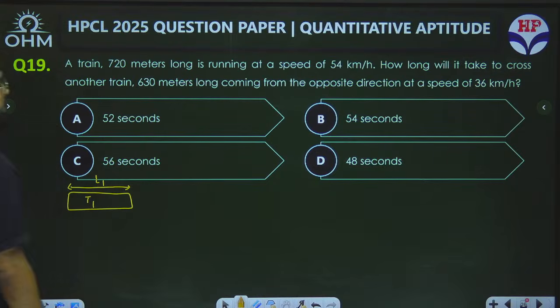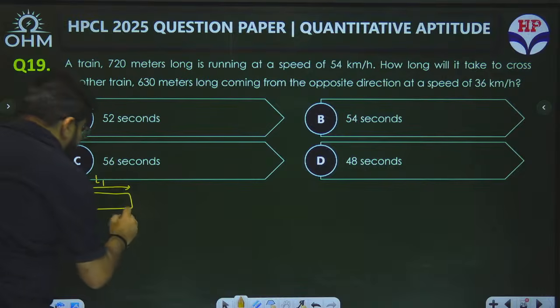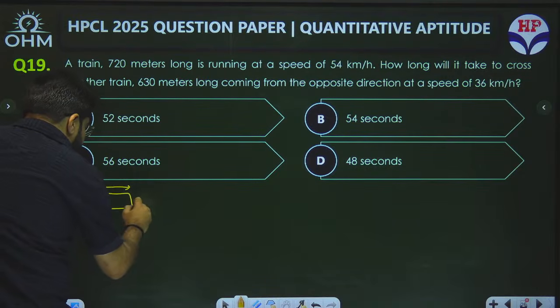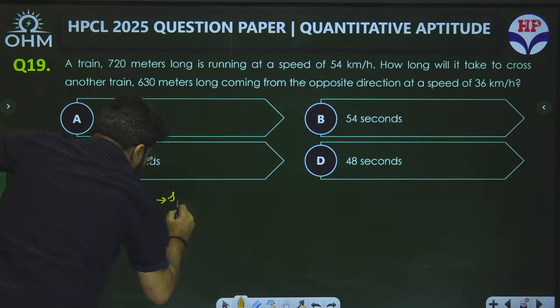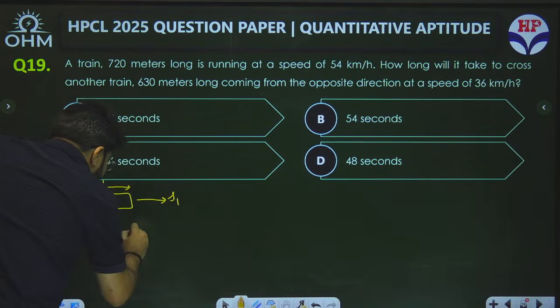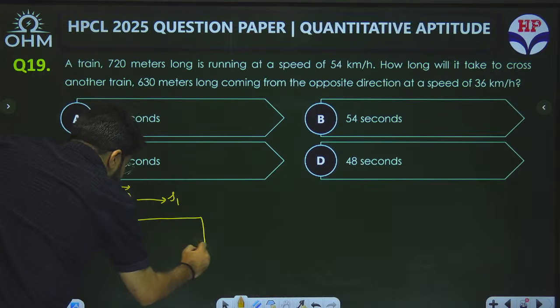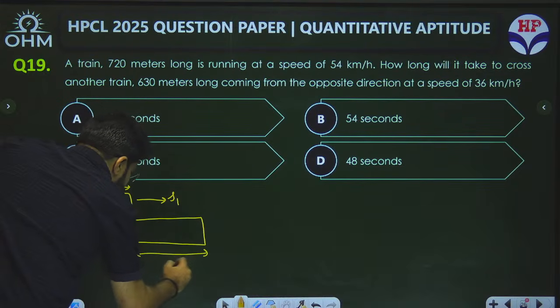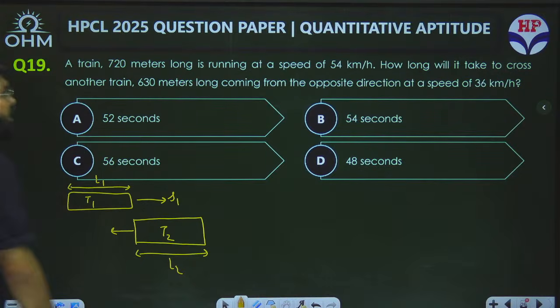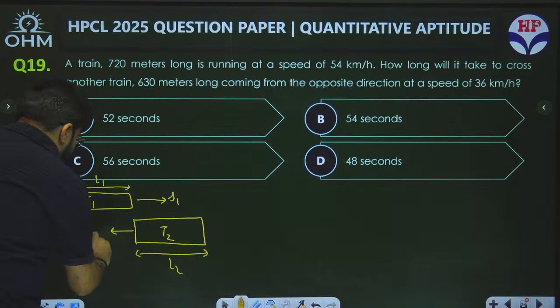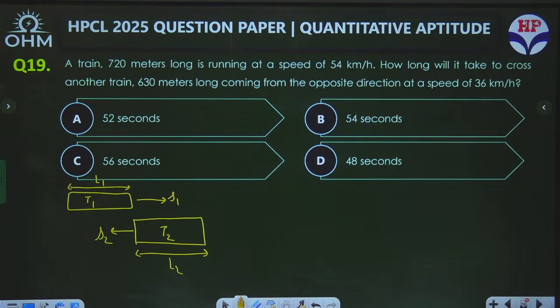Now, what is the meaning of crossing? How long will it take to cross another train? Understand it this way: this is the direction in which it is going, with some speed S1. Now there is another train whose length is L2. Suppose the train is T2, and it is moving in the opposite direction. In this direction, train 2 is advancing with the speed S2.